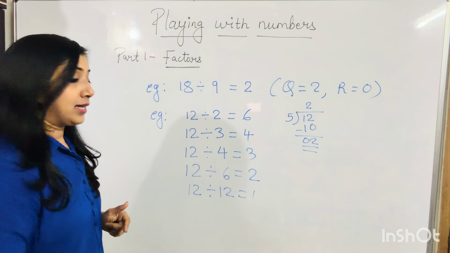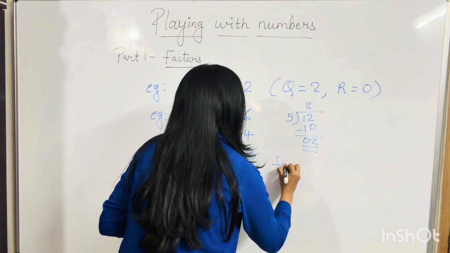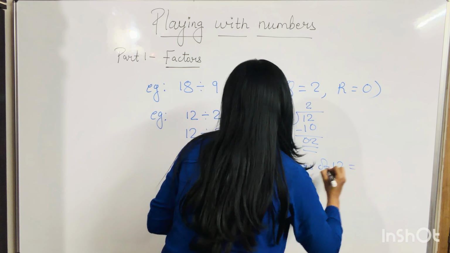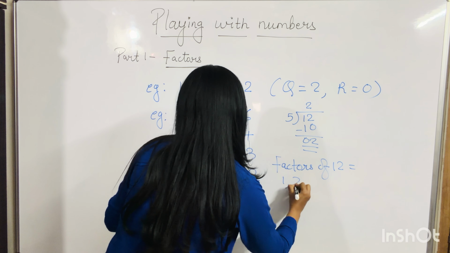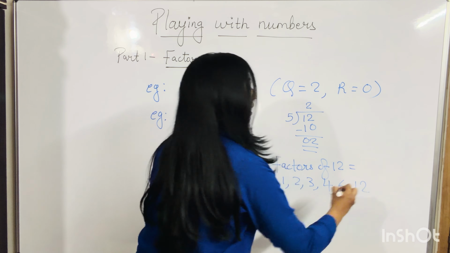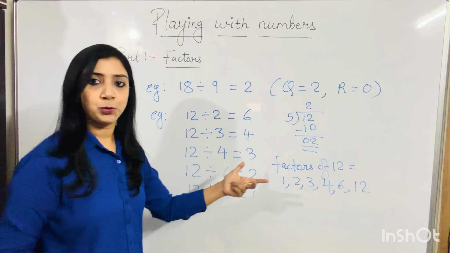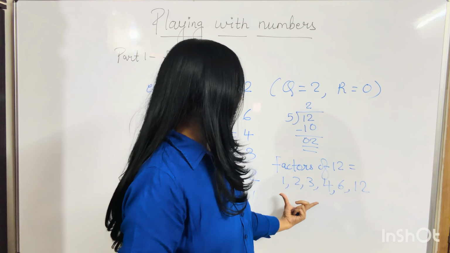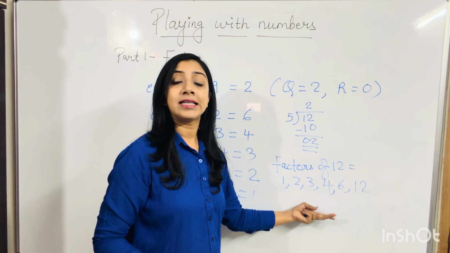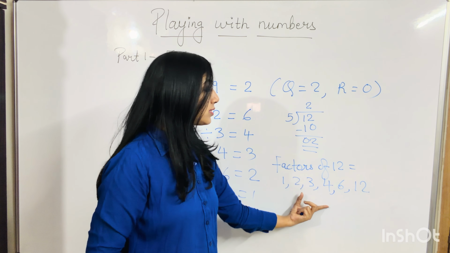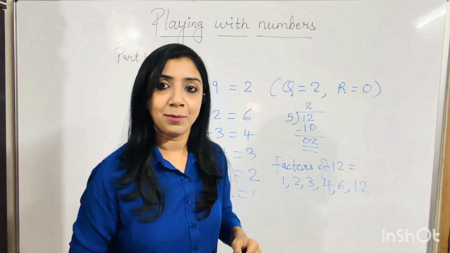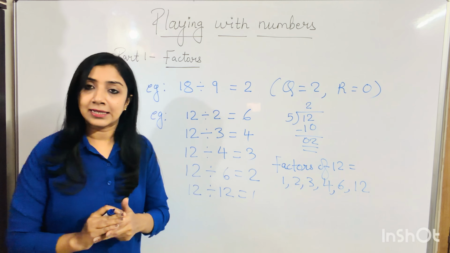So can we say the factors of 12 are 1, 2, 3, 4, 6, and the number itself, 12? What are the factors of 12? 1, 2, 3, 4, 6, 12. And why are these called factors? Because they divide 12 exactly without leaving any remainder. So the factors concept is clear, children.